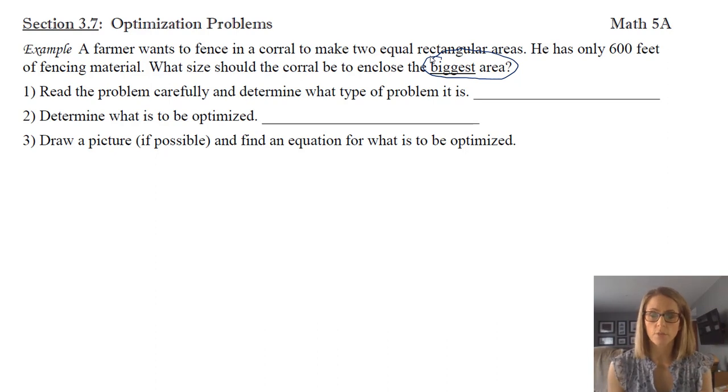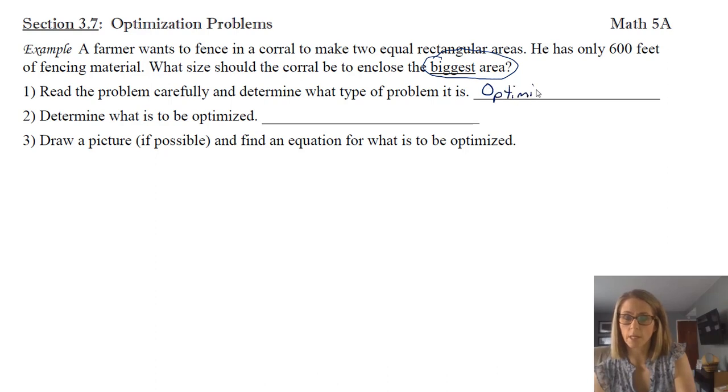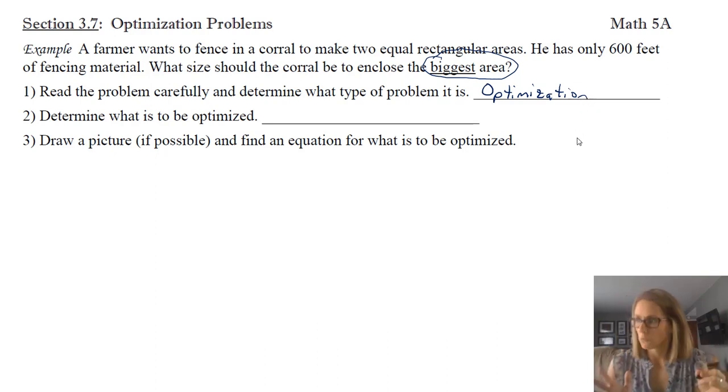He only has 600 feet of fencing material. What size should the corral be to enclose the biggest area? So when it says read the problem carefully, determine what type of problem it is, that's the idea of just saying, okay, I don't have related rates here. I don't have anything else but optimization. I'm trying to optimize something. So just a thought of something to write down.